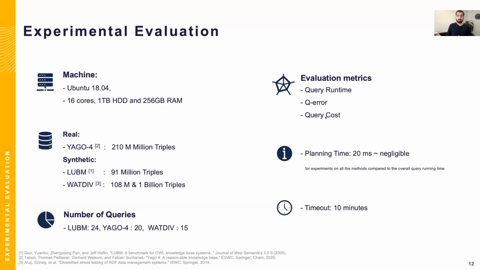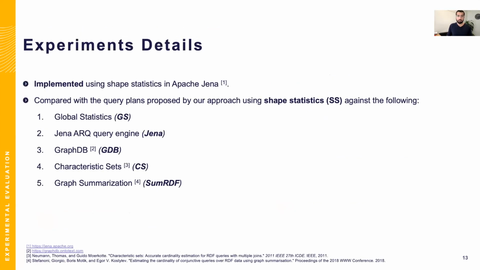We experimented on a large machine with large synthetic and real data sets with a specified number of queries, having query evaluation metrics as the query runtime, the Q error, and the cost of the query. All the methods that we tried take around 20 milliseconds as planning time, which is negligible as compared with the overall query runtime for all the approaches and the queries. And we set the query timeout as 10 minutes for all the queries that we execute.